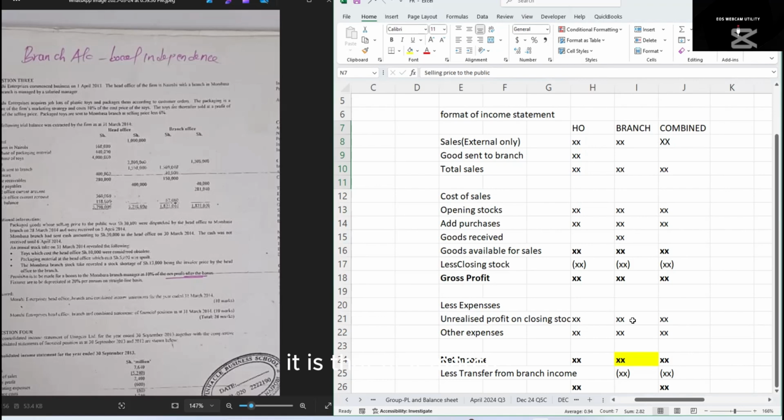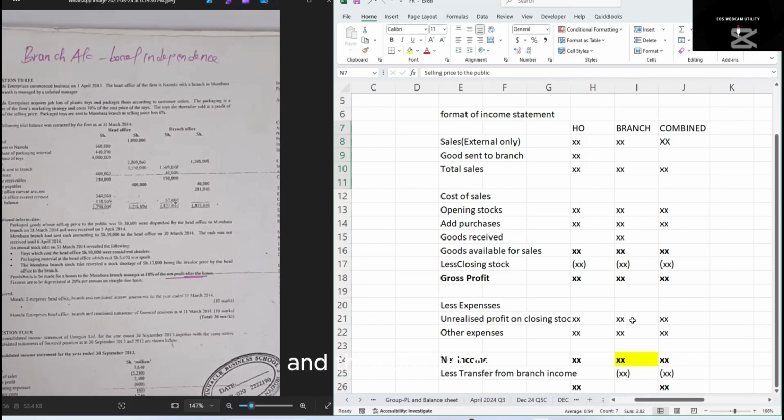It is that 1st March 2014. When were we receiving these goods? On 5th of April. So in that case, what do we call those goods? Goods in transit. Yes, goods in transit. They have not received those goods in transit.